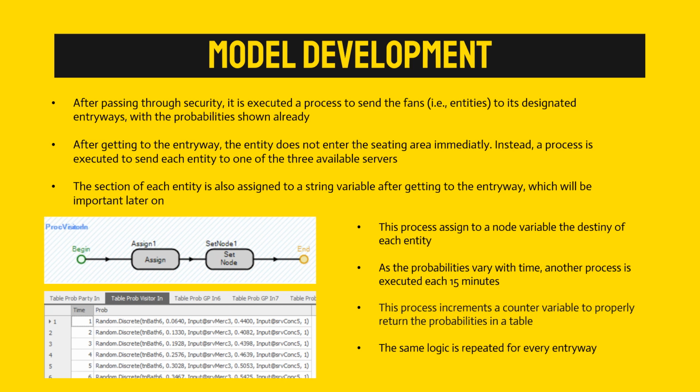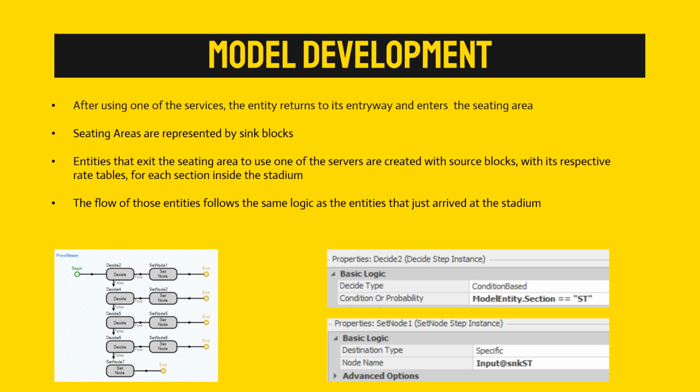Also, as I said earlier, the probabilities of going to each place inside the stadium vary with time, so another process is executed every 15 minutes that increments a counter variable by 1 each time in order to properly return the probabilities contained inside a table. This same logic is repeated for every entryway. After finishing using one of the servers, the entity returns and enters its section with the aid of a process that uses the string variable mentioned before.